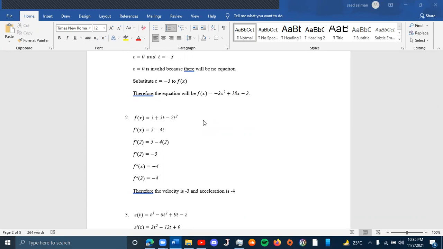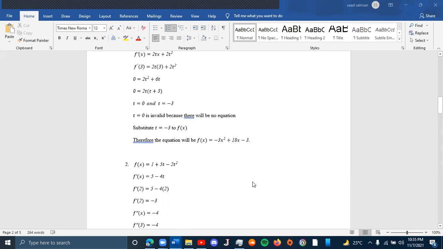We will put 2 in the place of t, so f prime 2 = 5 minus 4(2). So f prime 2 will give us negative 3. So f double prime x = negative 4. So f double prime 3 will also be negative 4. Therefore, the velocity is negative 3 and the acceleration is negative 4.